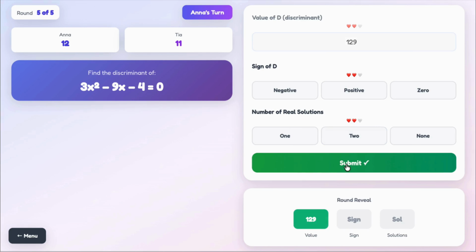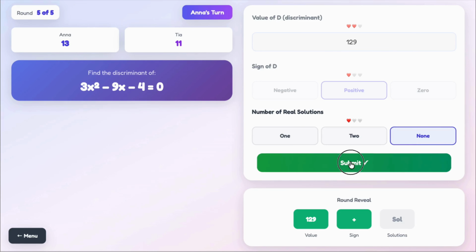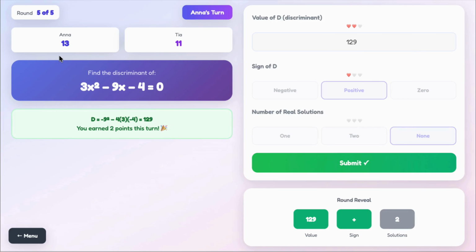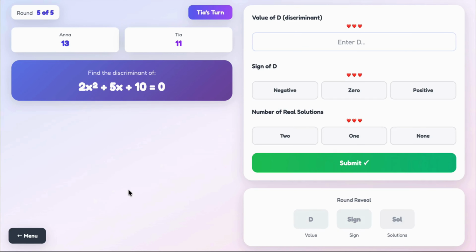Let's try it. 129. It is positive, but just say I make a mistake by accident, hit the wrong thing. Well, so that has given me one more chance to get it right. And I'm going to say that it is 1 solution just to make a mistake. Still wrong. What if I go back and I accidentally hit none? Well, then I've only got 2 points. So now Tia has a chance to beat me.